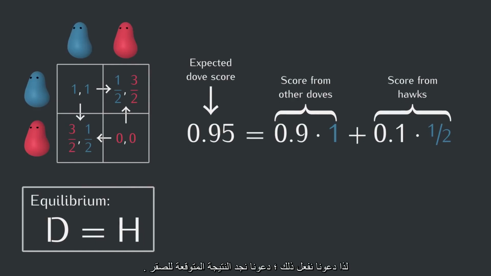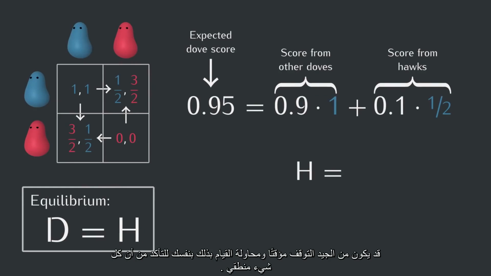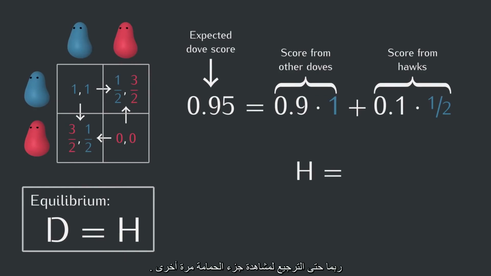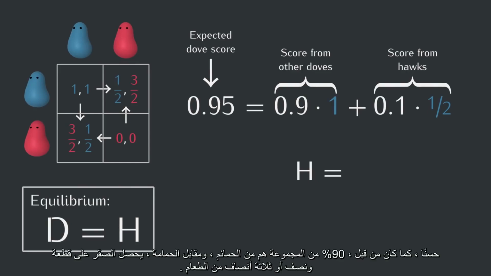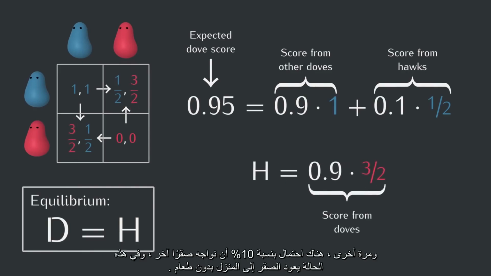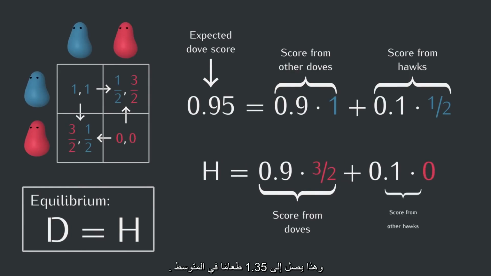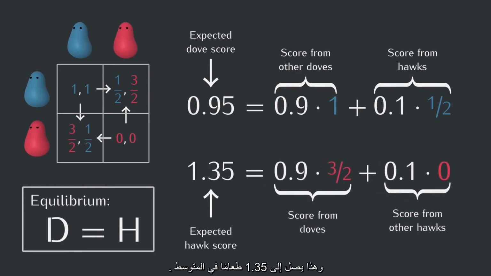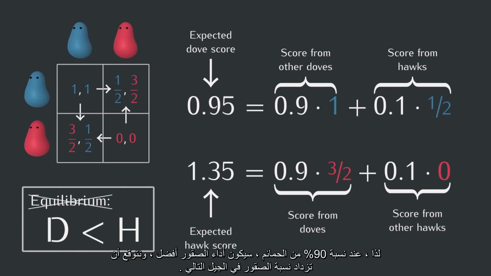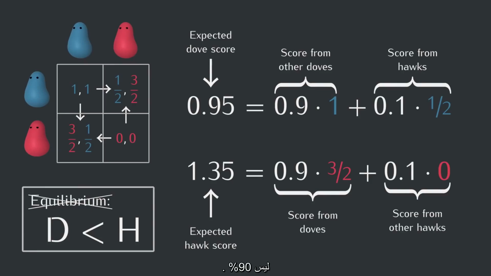So let's do that. Let's find the expected hawk score. It could be good to pause and try to do this yourself to make sure it all makes sense. Maybe even rewinding to watch the dove part again. Okay, just like before, the rest of the population is 90% doves, and against a dove, a hawk gets 1.5, or 3/2, pieces of food. And again, there's a 10% chance of running into another hawk, in which case our hawk goes home with 0 food. And this comes out to 1.35 food on average. Now, notice that 1.35 is more than 0.95, so at 90% doves, hawks will do better, and we'd expect the fraction of hawks to increase in the next generation. So it's not equilibrium, not 90%.